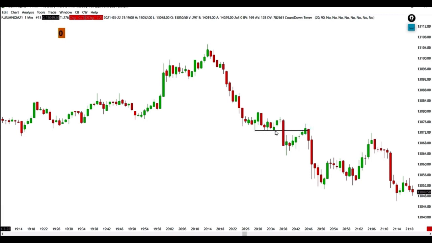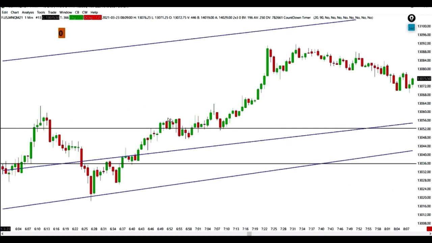It didn't stall at all, okay? It broke this level right here, and basically it kept going. And notice how it was a clean break, okay? And let me show you guys an example of a break where it's not clean. Okay, so here's an example when a break is not clean.